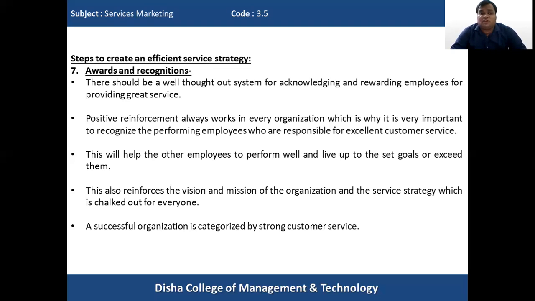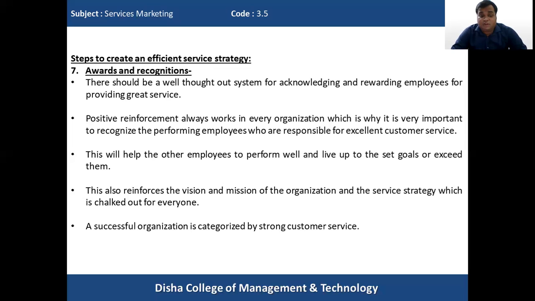Why are awards and recognition required? Because these rewards and recognitions encourage people who are giving the best service, and customer service becomes very, very important, and everybody wants to give better services to the customer in order to get these awards and recognition.